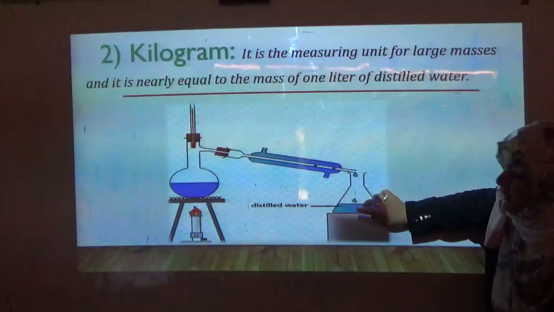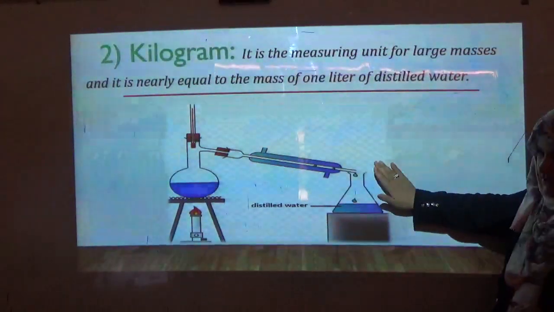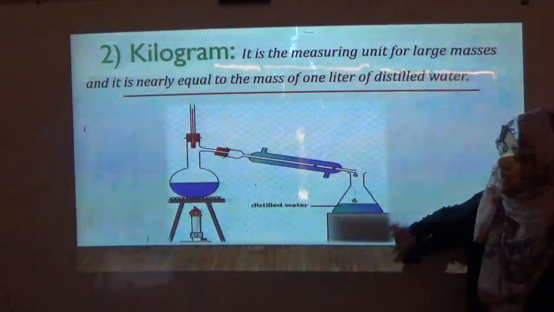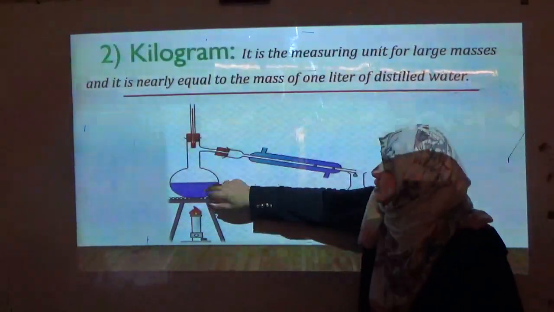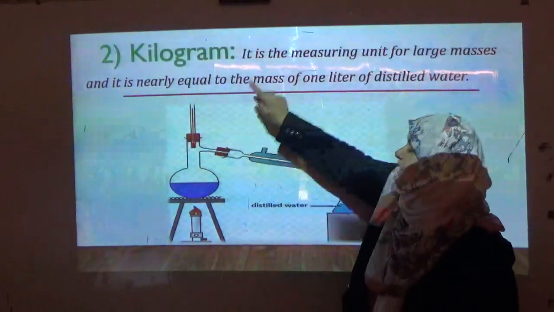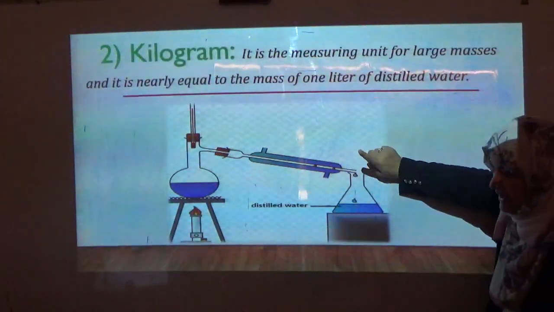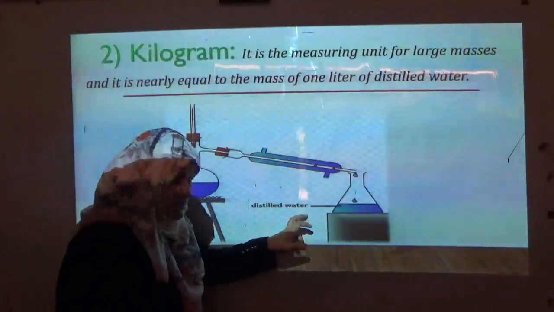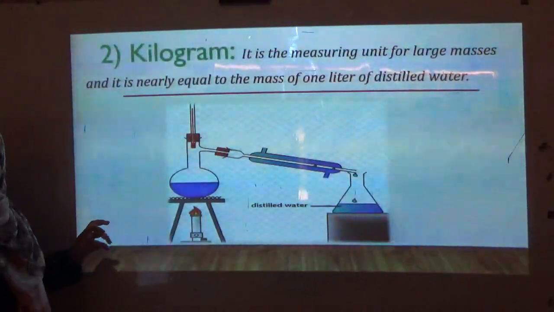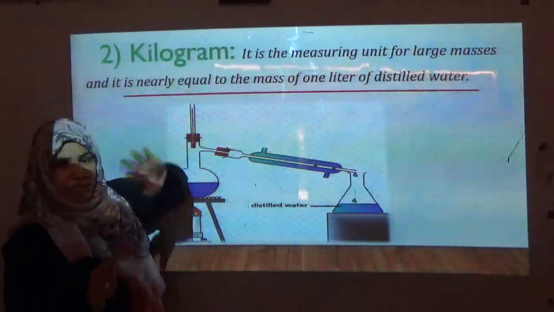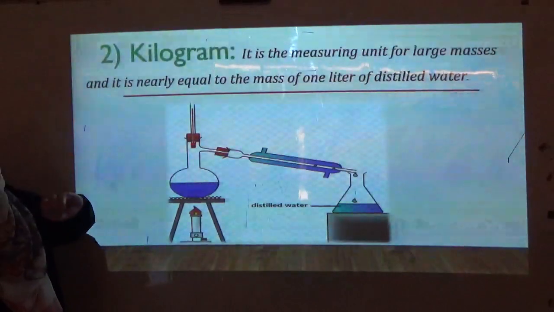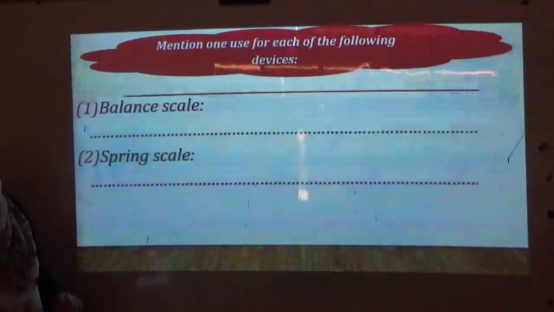The water here doesn't contain any minerals. It's pure water. So the distilled water is the water produced from heating the water till boiling and receiving its water vapor on a cold surface. So 1 liter of this distilled water is nearly equal to the mass of 1 kilogram.